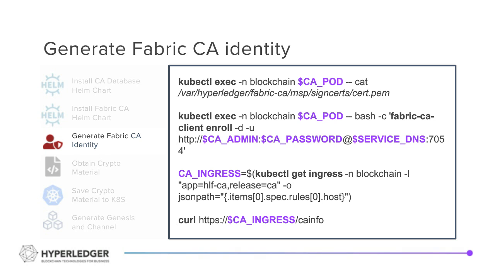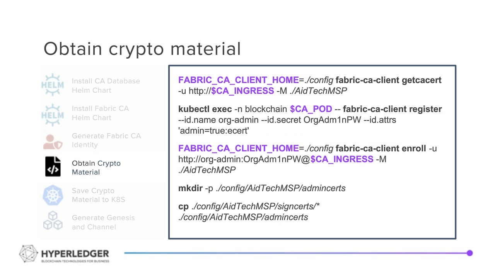Once you have that set up, you should be able to use the curl command to get the CA info. Bear in mind that this depends on the certificate manager setting up the TLS correctly, so you might need to wait for a little while before this works. Now that your CA is installed and set up, you can get the certificate of the CA server onto your own machine by using the Fabric CA client binary. If you're using Mac, you can, for example, use Homebrew to install it. We have actually open sourced a public repository to do this.